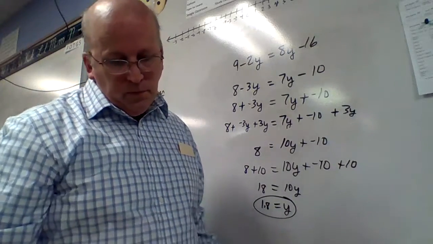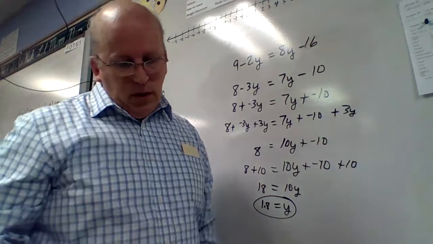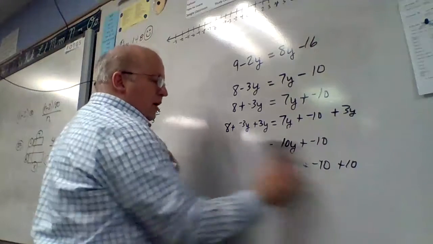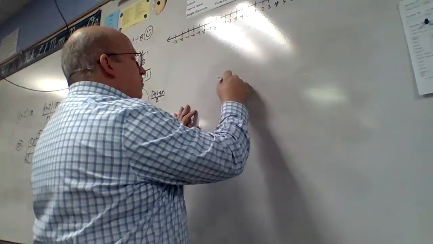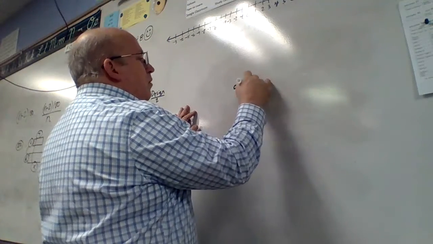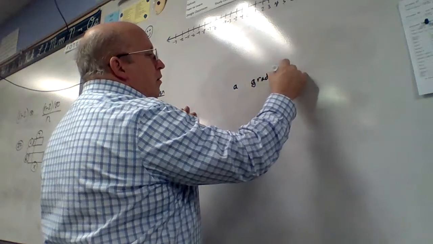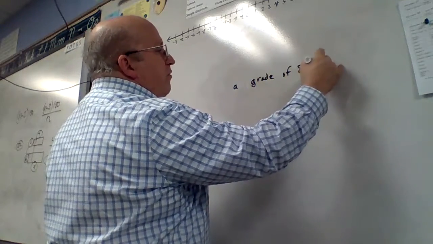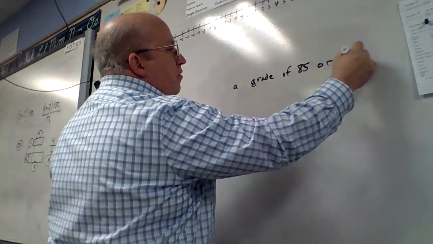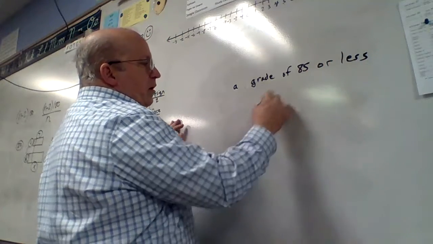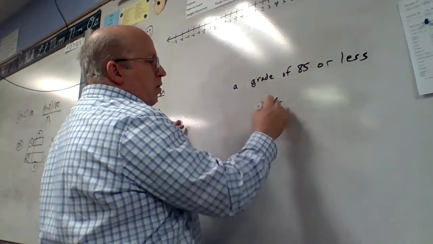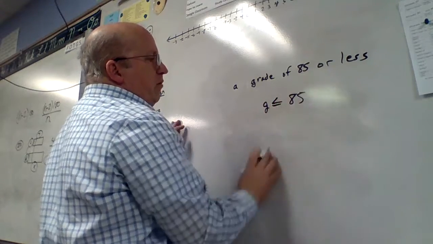How about 27 and 28? 27 says a grade of 92 or better. What if instead it said something like a grade of 85 or less? How would I write that? I'd write the grade needs to be less than or equals to 85.